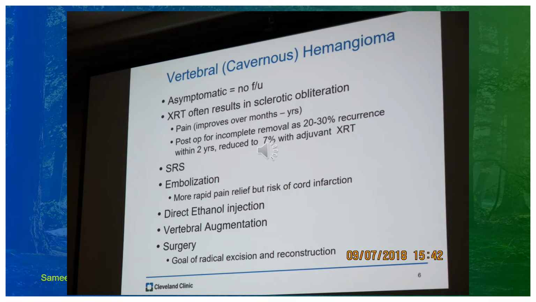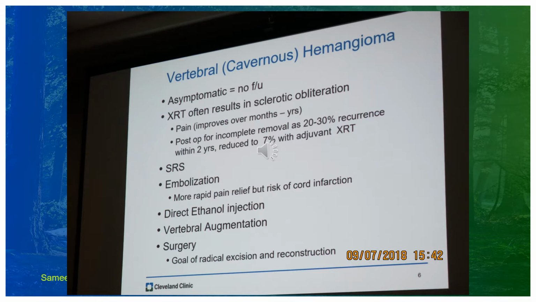SRS is stereotactic radiosurgery, and in the next slides we will see what we mean by SRS. Embolization will cause more rapid pain relief, but there is a risk of cord infarction, so it should be approached carefully. Ethanol injection directly into the hemangioma will cause sclerosis of the blood spaces.